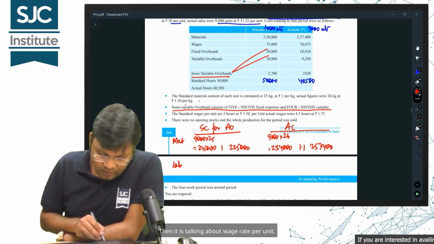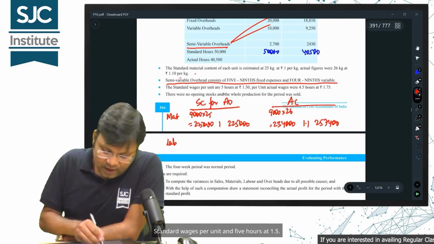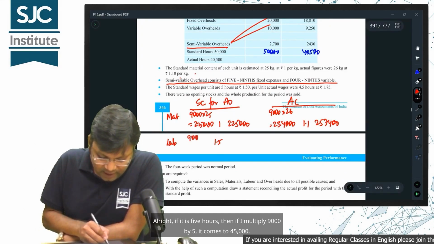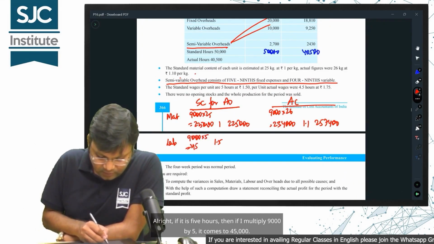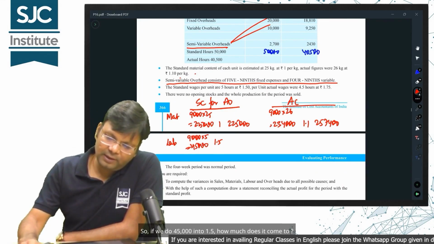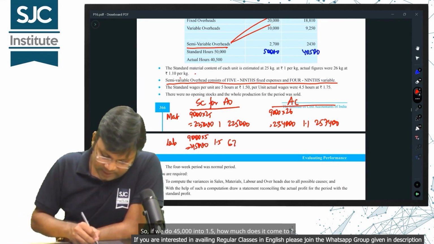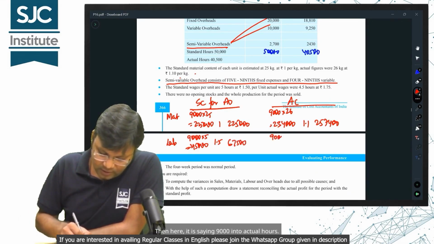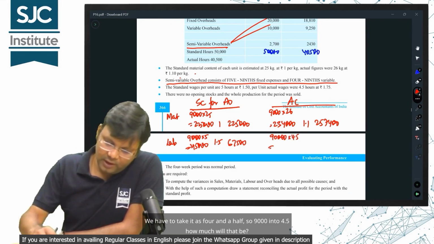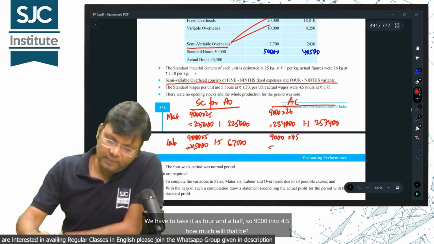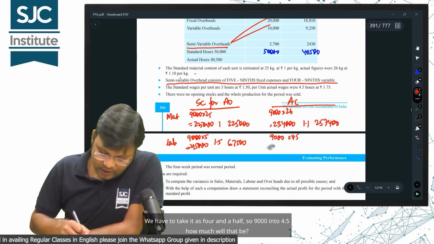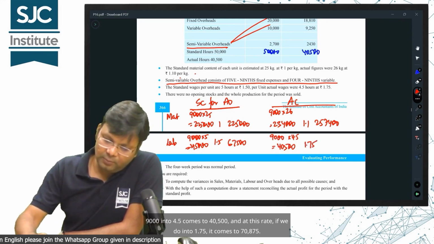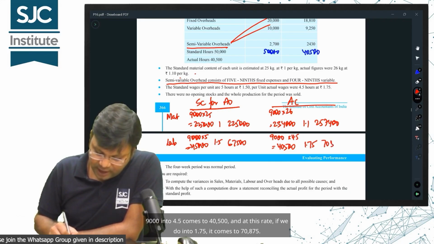Then it is talking about wage rate per unit. Standard wages per unit and 5 hours at 1.5. Alright, if it is 5 hours, then if I multiply 9,000 by 5, it comes to 45,000. So, if we do 45,000 into 1.5, how much does it come to? It comes to 67,500. Then here, it is saying 9,000 into actual hours. We have to take it as 4.5. So 9,000 into 4.5, how much will that be? 9,000 into 4.5 comes to 40,500. And at this rate, if we do into 1.75, it comes to 70,875.